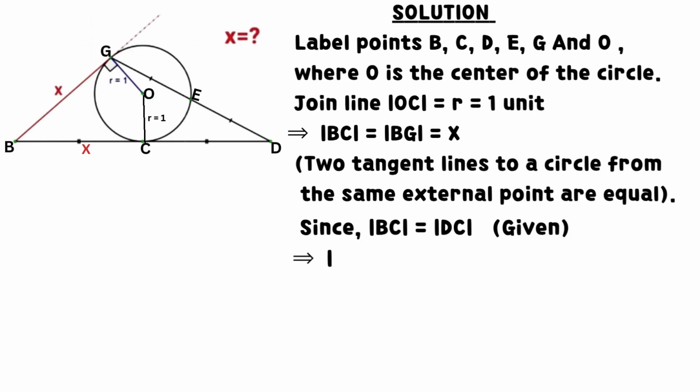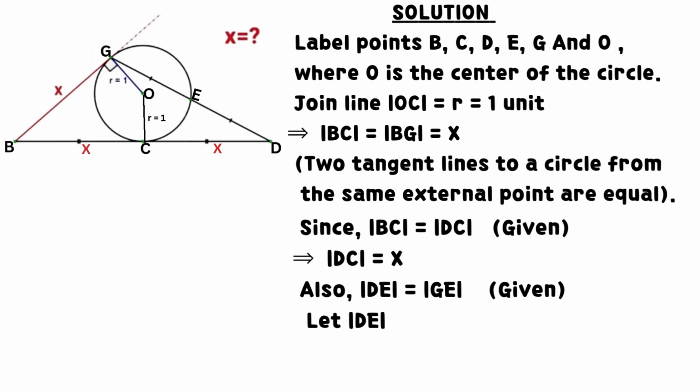Since line BC equals line DC, these similar lines are given in the figure. It follows that line DC equals x. Also, line DE equals line GE. Let line DE equal y, which equals line GE.